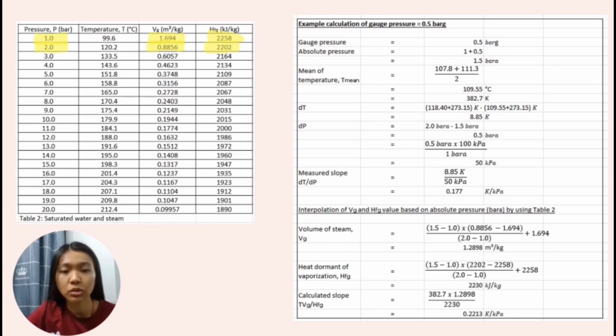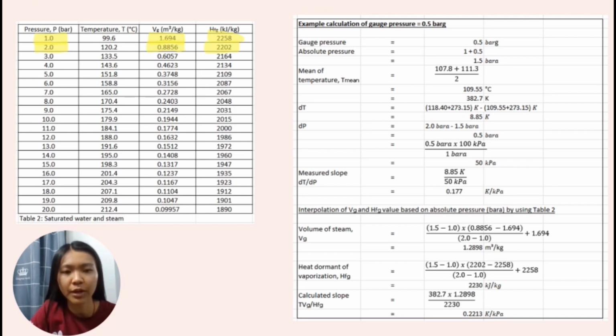Gauge pressure equals 0.5 bar gauge. Absolute pressure equals 1 plus 0.5 equals 1.5 bar absolute. The temperature mean is the steam temperature in increasing pressure plus steam temperature in decreasing pressure, divided by 2, equals 109.55 degrees Celsius, and converted to Kelvin is 382.7 Kelvin.